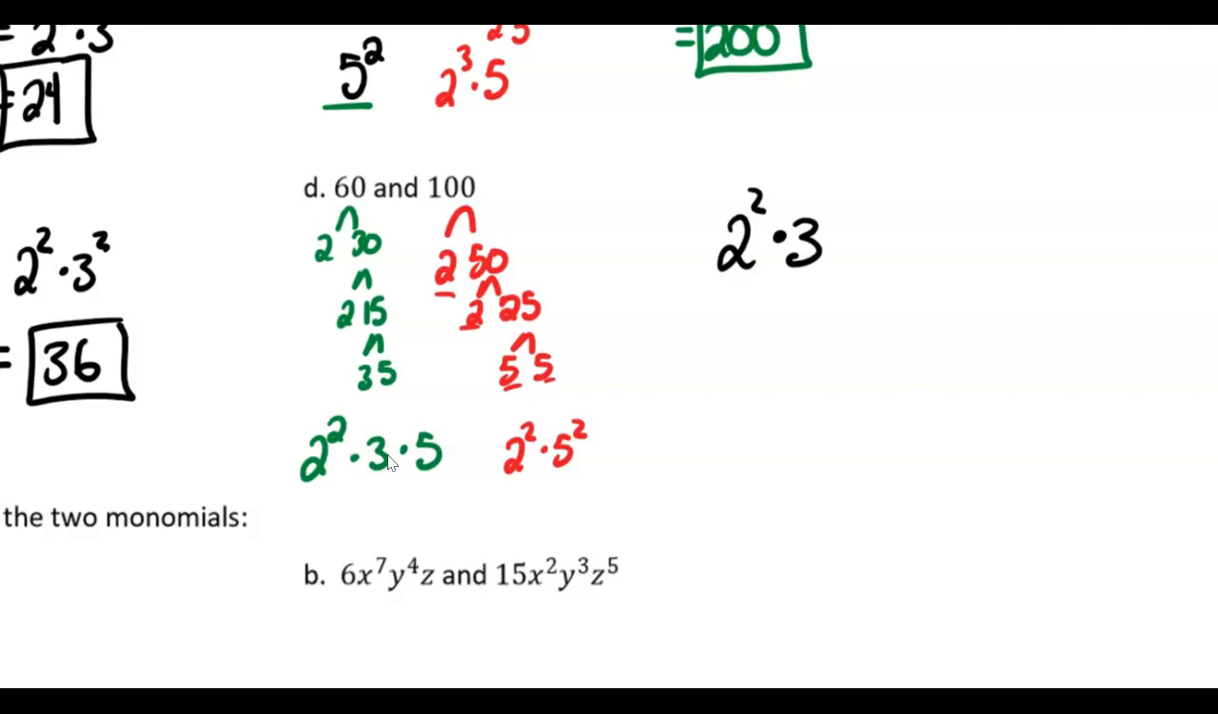Okay, compare the 5's. The 60 had just 5. The 100 had 5 squared. Use the higher amount. Don't use 5, use 5 squared. And then, like I said, you can type this in a calculator to find out what number this is. 2 squared times 3 times 5 squared is 300.